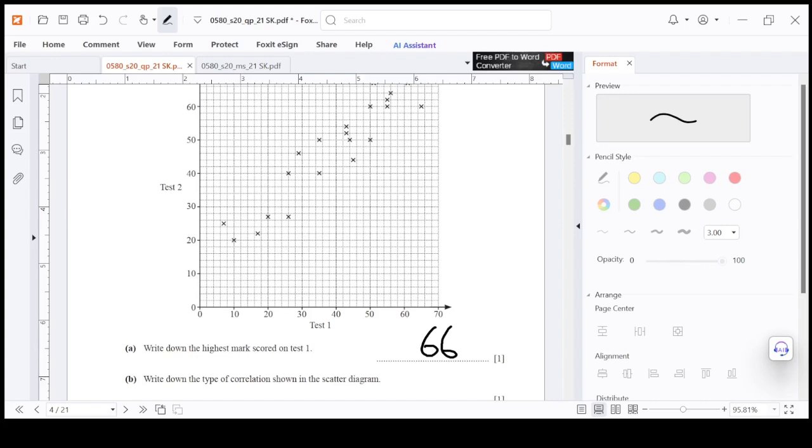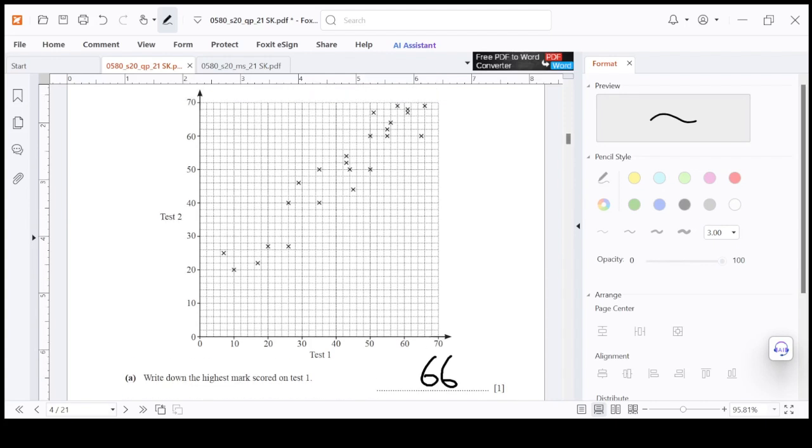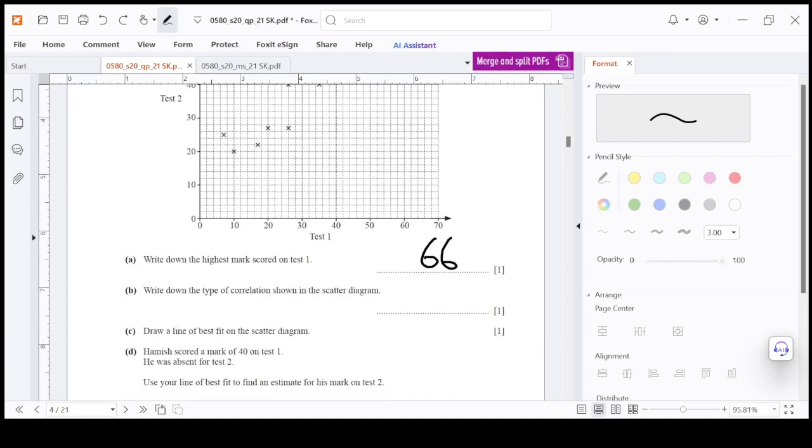Write down the type of correlation shown in the scatter diagram. Now, this is a rising curve or a rising line, so it's going to be positive correlation.